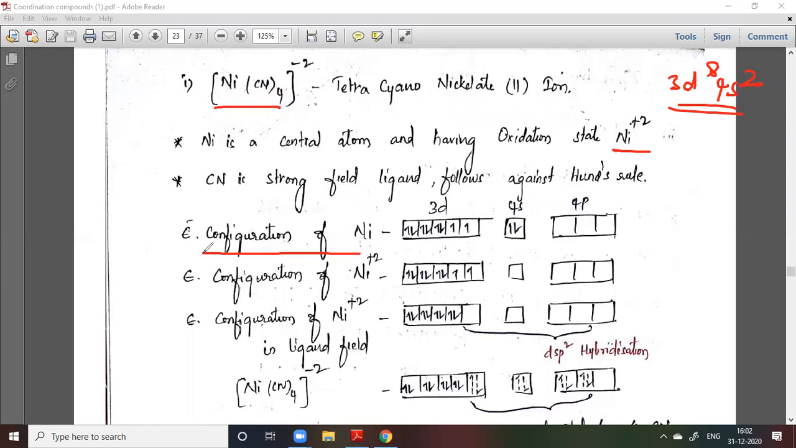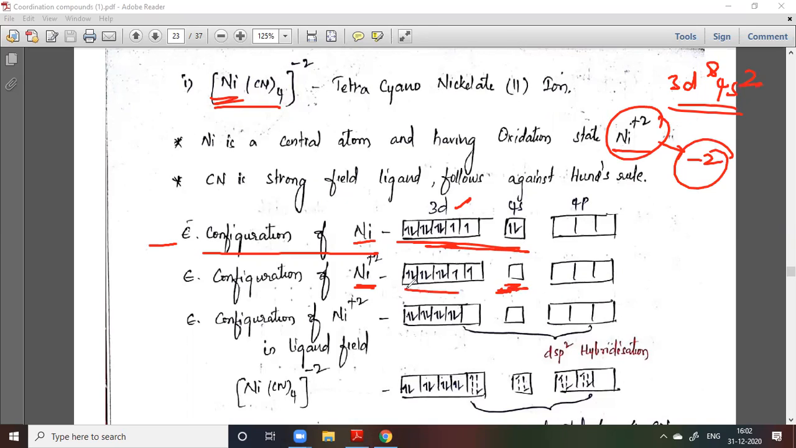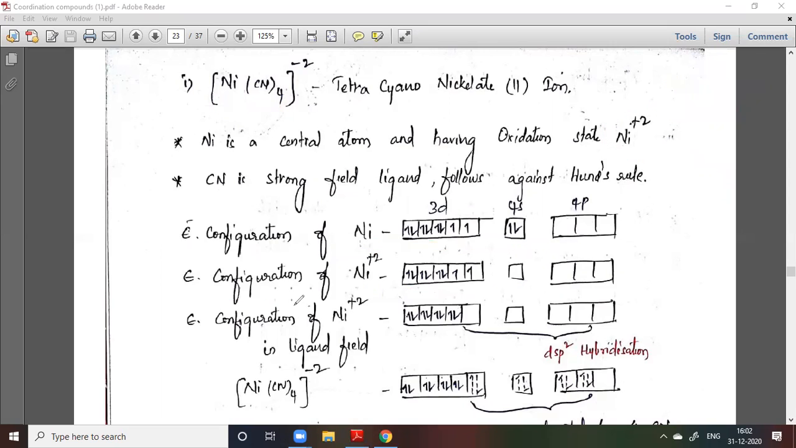Now let us start with this electronic configuration. First the ground state, the general electronic configuration, which is 3d8 4s2. You have to write like this. The charge of this nickel will be +2, that means 2 electrons you should remove. By removing the 2 electrons of 4s2, after removing them you get like this. This is the electronic configuration of the ion after ionization.